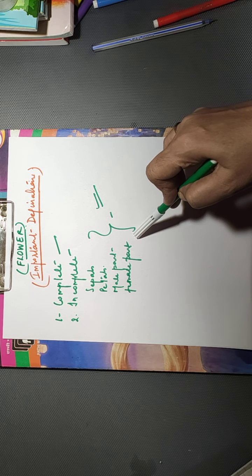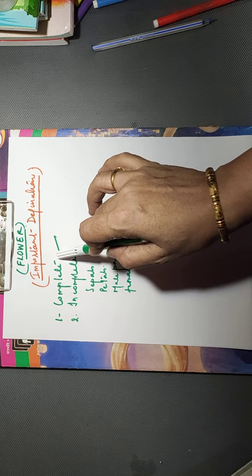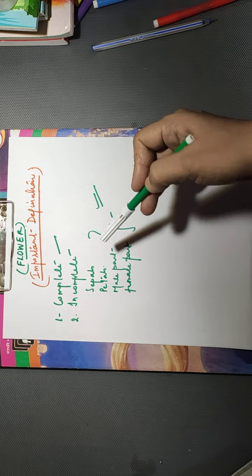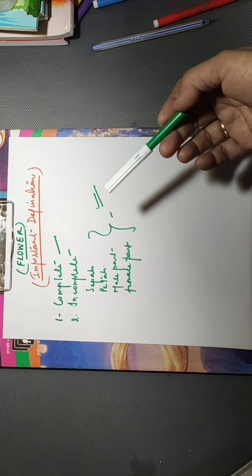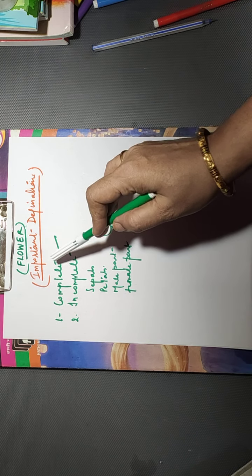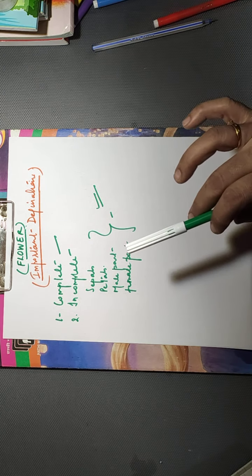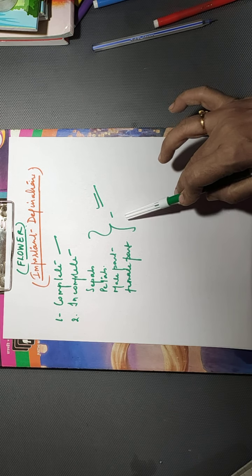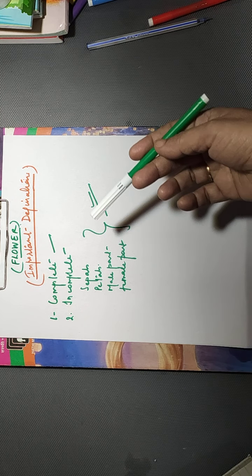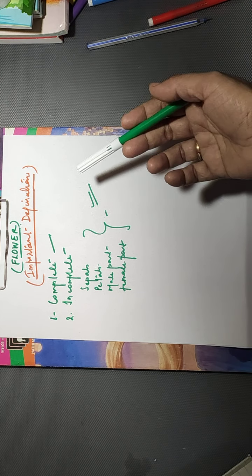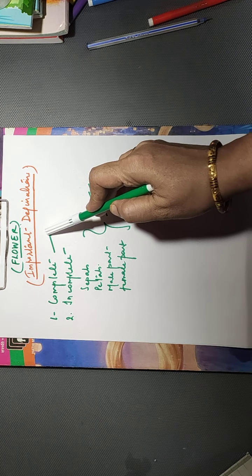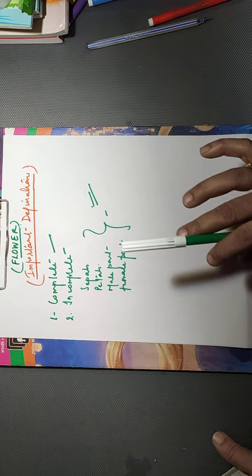So when in complete flower all the four whorls are present, but in which one or two whorls are missing, then that type of flower is called an incomplete flower. In incomplete flower maybe any one part of the flower is missing. So if these four parts are present in the flower, it is called complete flower, and if any one part is missing, it is called incomplete flower.